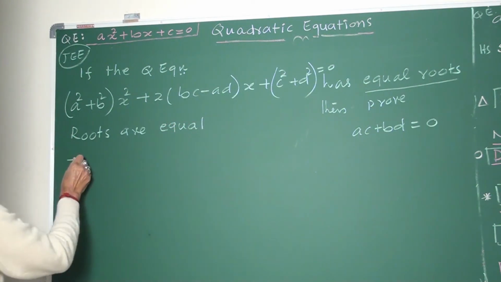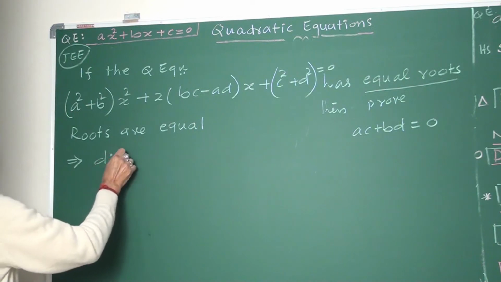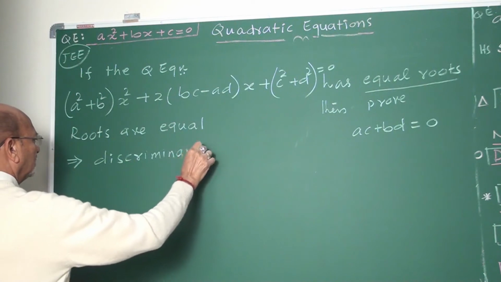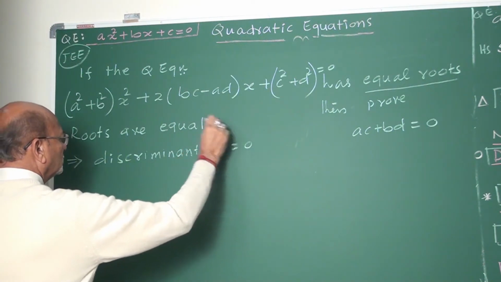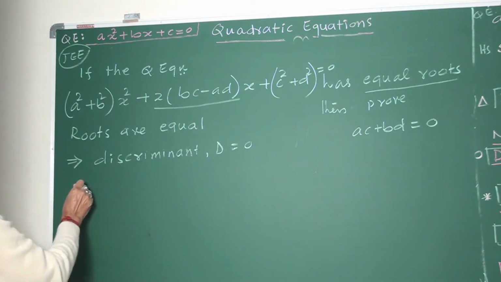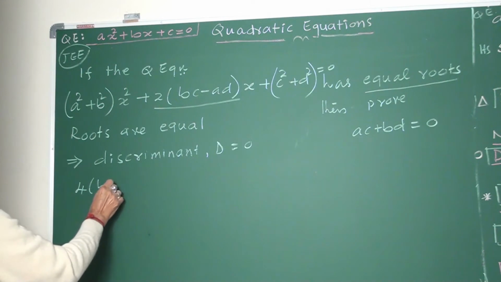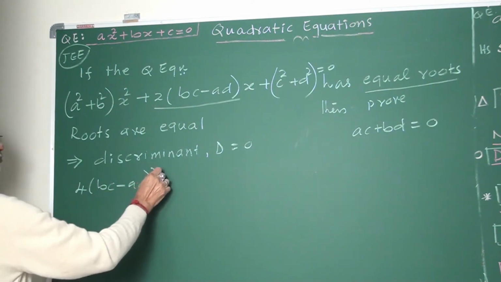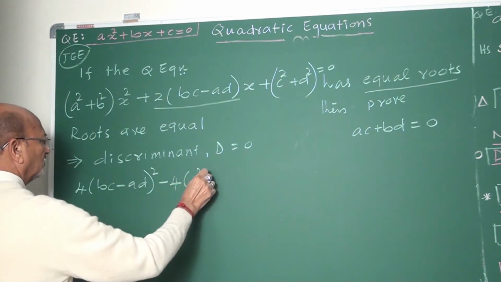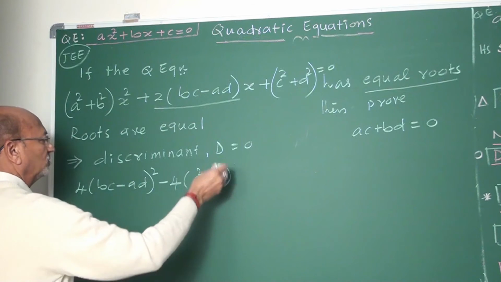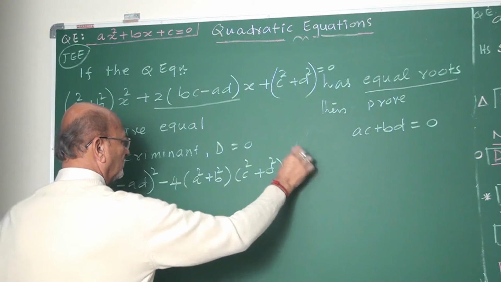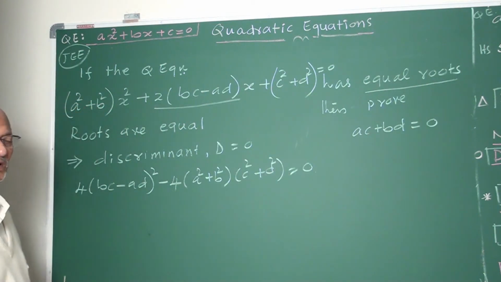My friends, this implies discriminant D equal to 0. What is that? Square of this term, B square, that is, 4 into (BC minus AD) the whole square, minus 4 AC, first term into last term. Yes, my friends, I hope that is correct.